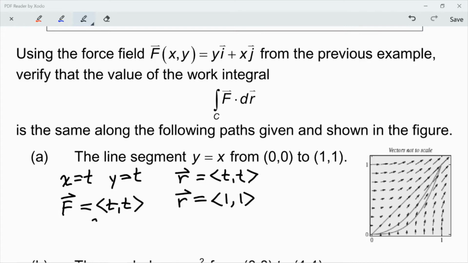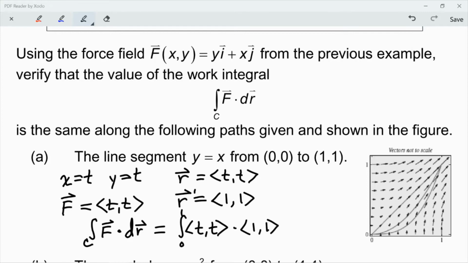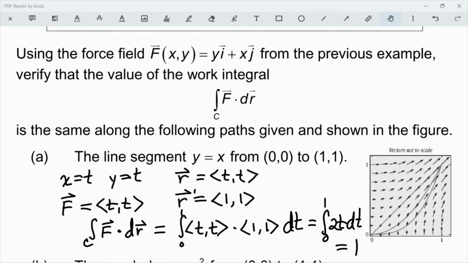Okay, so now for this line integral, I'm going to do my f dot dr. In this case, that's the integral from 0 to 1 of t, t dotted with my r prime, 1, 1, dt. So I'm just doing a dot product to evaluate that. That ends up giving me an integral from 0 to 1 of 2t dt, and we get a value of 1. We're talking about work, so maybe 1 joule. The idea here, though, is that regardless of the path that I take, I should be getting that same work value every single time that I run this calculation.